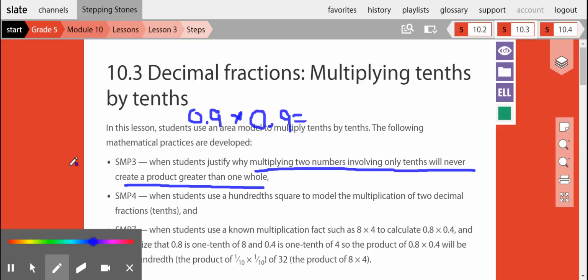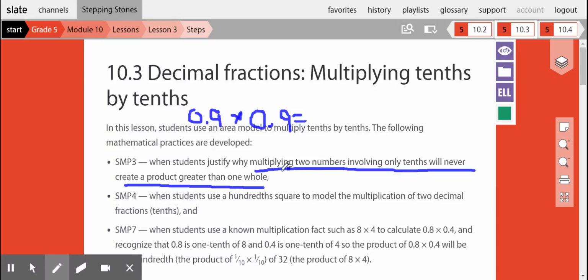This lesson is lesson 10.3, decimal fractions, multiplying tenths by tenths. In this lesson, we're going to be specifically looking at what happens when we multiply one decimal fraction by another decimal fraction. I'm going to use this page just to highlight a few things that I think we could use as our success criteria.